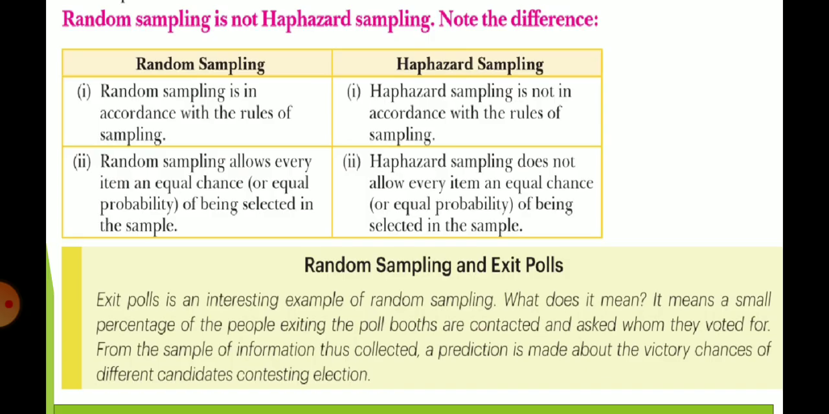Next, random sampling is not haphazard sampling. Note the difference. What is haphazard? जब हम कोई काम बहुत जल्दबाजी में करते हैं, that is considered haphazard sampling. So random sampling does not mean haphazard sampling, where we do the selection without any system.